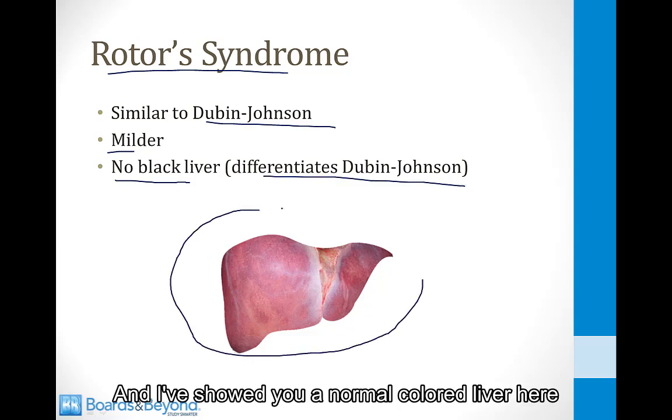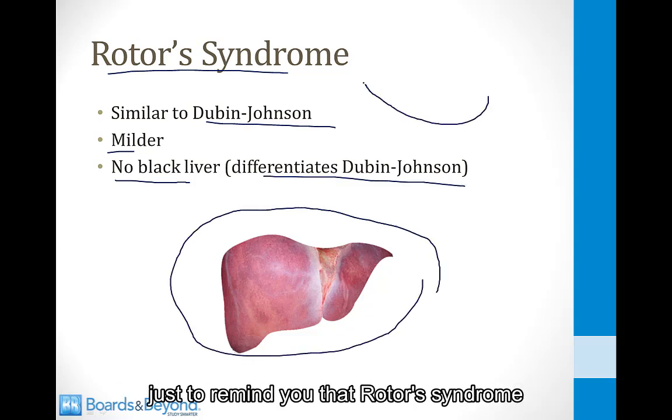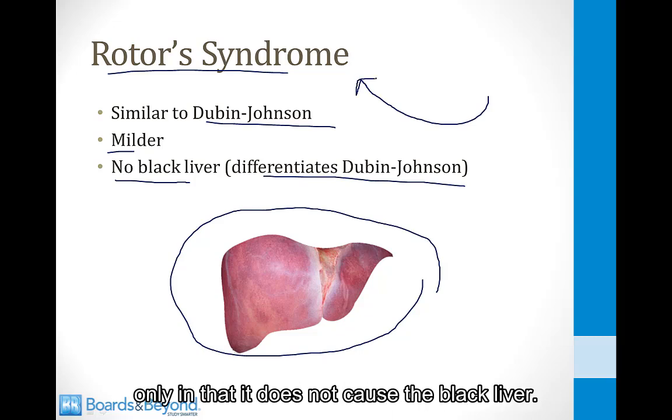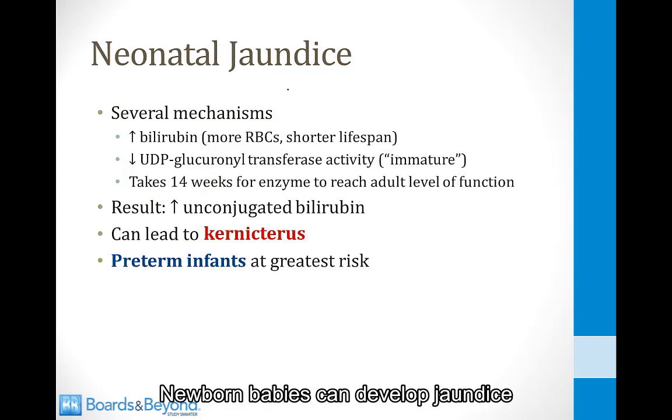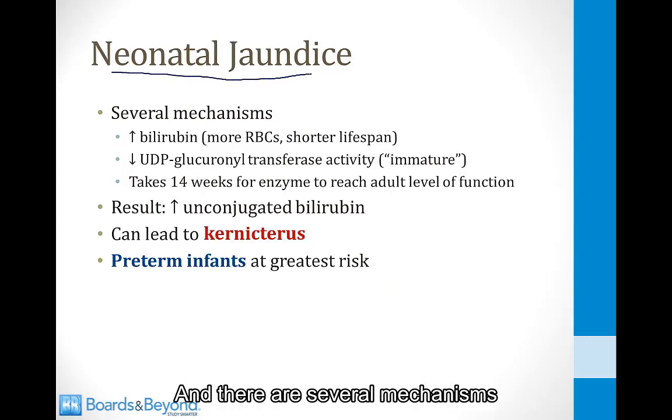And I've shown you a normal colored liver here just to remind you that Rotor syndrome is different from Dubin-Johnson only in that it does not cause the black liver. Newborn babies can develop jaundice that is called neonatal jaundice, and there are several mechanisms by which the bilirubin level in newborn babies can become elevated.